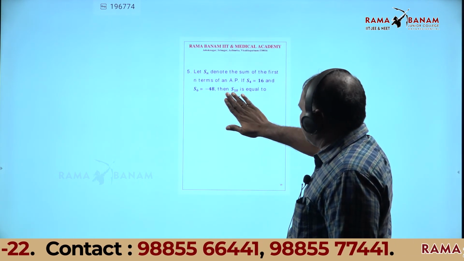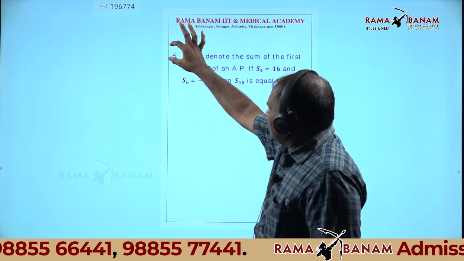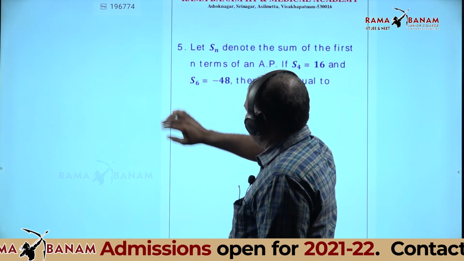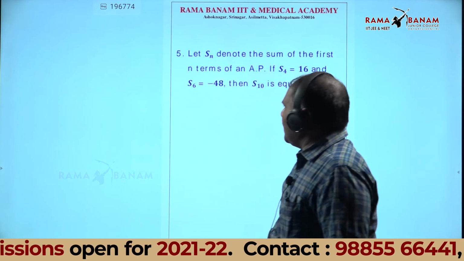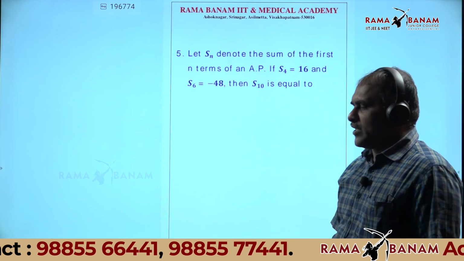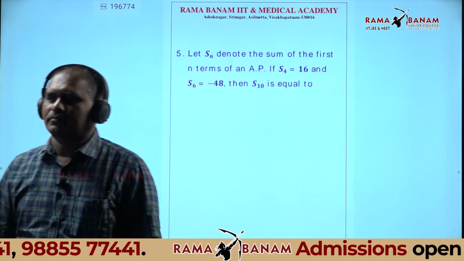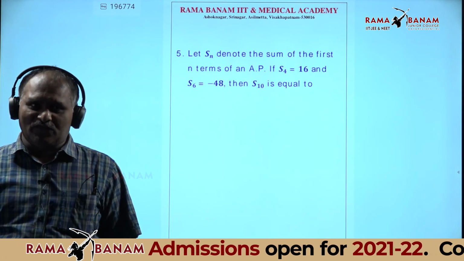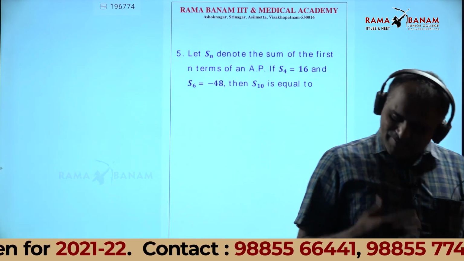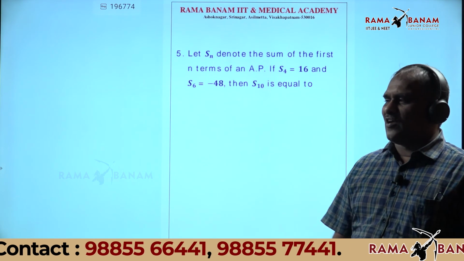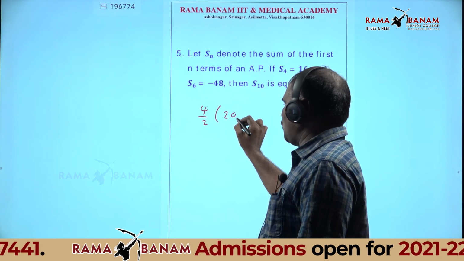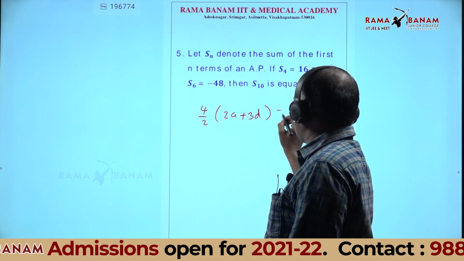Next. Sn denotes the sum of first n terms. S4, what is the meaning of S4? Sum of first four terms. What is the formula? n by 2 into 2a plus n minus 1 d. Very good. Substituting 4 for n, you get 4 by 2 into 2a plus 3d is equal to 16.